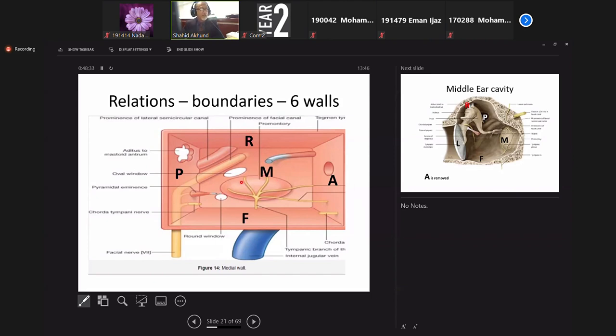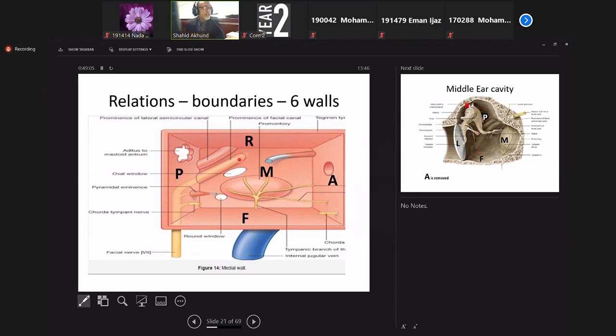Now look at the medial wall. You see the promontory there, and then you see these two windows, an oval window and a round window. What is covering the oval window? Which bone? Stapes. Excellent. Footplate of stapes. While this round window is covered by just a membrane, and this membrane sometimes we call the secondary tympanic membrane. So we have the primary tympanic membrane outside. This is a secondary tympanic membrane.